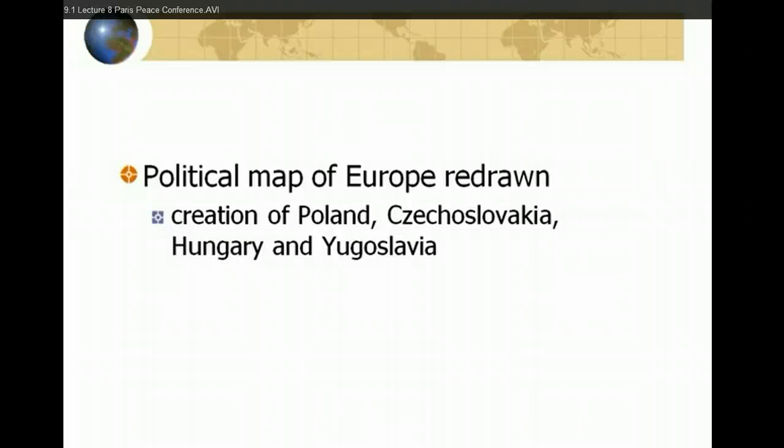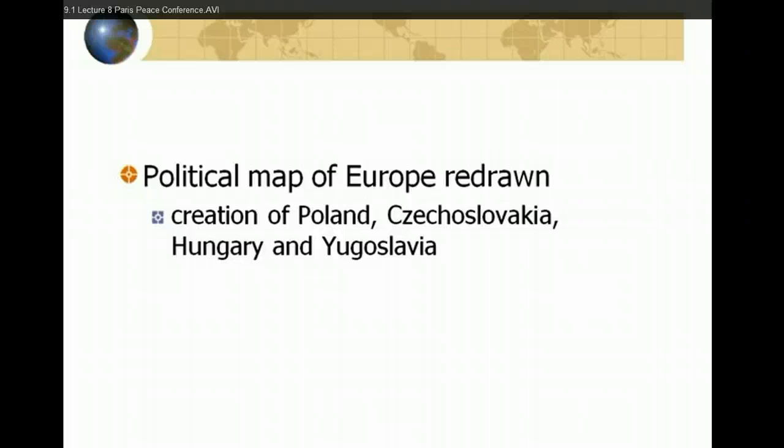So as I said, the political map of Europe is going to be redrawn, so not just the ruling families, but the actual look of the political map of Europe will change. We're going to see that push for self-determination. So they're going to redraw those lines so that each nation can kind of determine its own leadership. We're going to see the creation of Poland, Czechoslovakia, Hungary, Finland, Estonia, Latvia, Lithuania, and Yugoslavia, and Albania will receive that sovereignty.